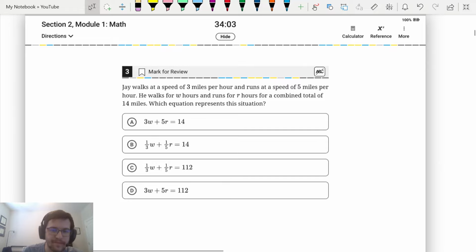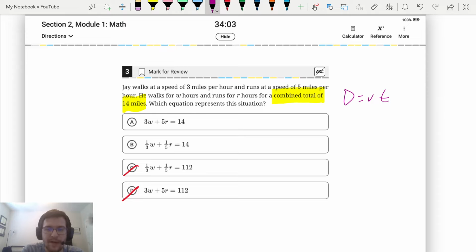Okay, number 3. Just take a second to read this. It says that she's going for a combined total of 14 miles. Okay, so there must be 14 on the right side. So this is wrong. And the 3 goes with the W because that's the speed she's walking at. Always remember distance equals rate times time. So you want to do the rate times the time. In this case, the rate for walking is 3, and the time for walking is W. So we would write 3W for the distance walked, and then we would similarly write 5R for the distance ran. So the answer here would be A.